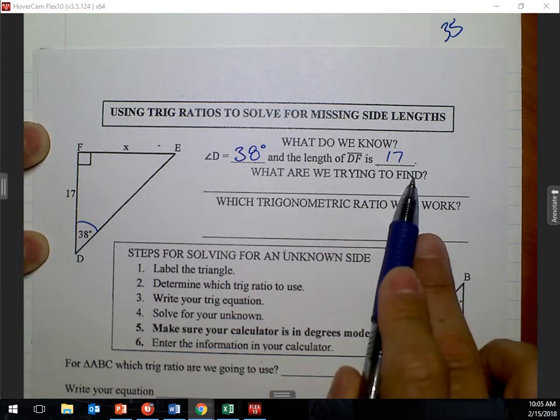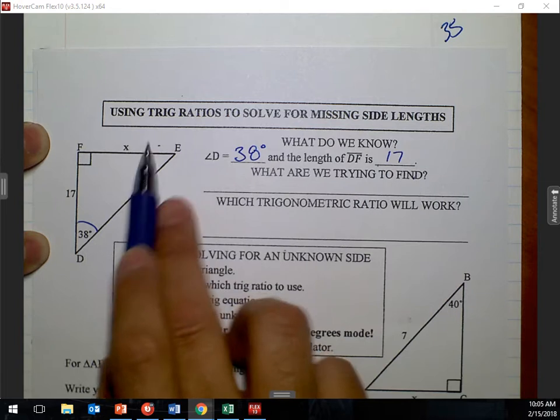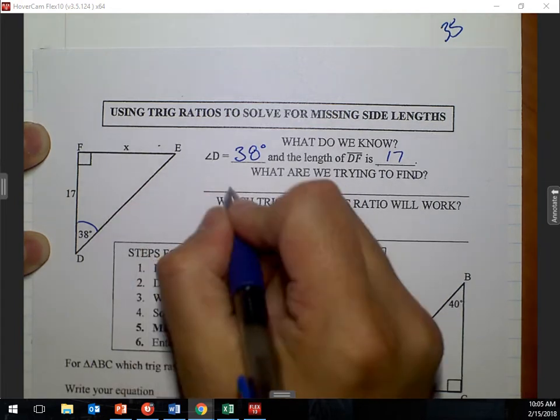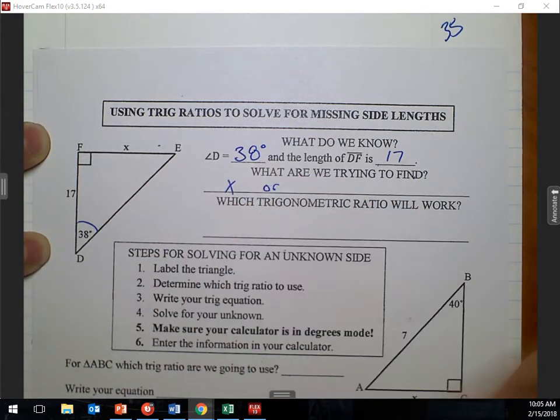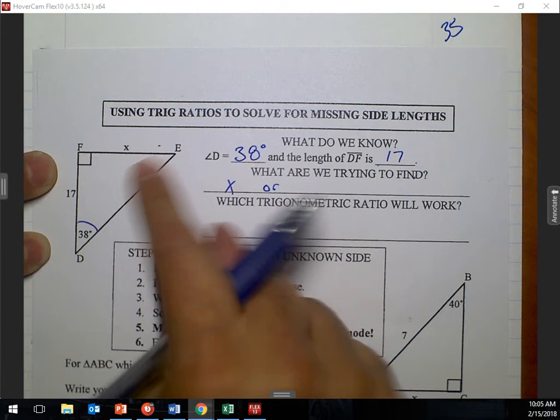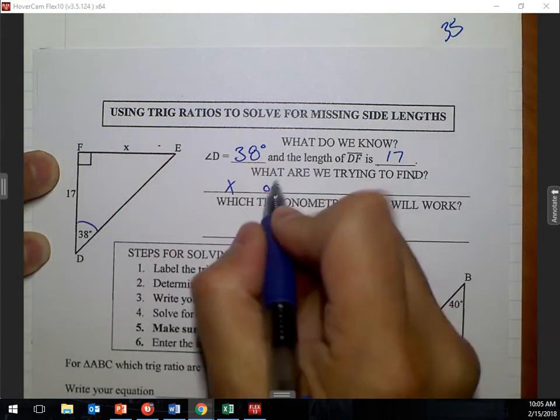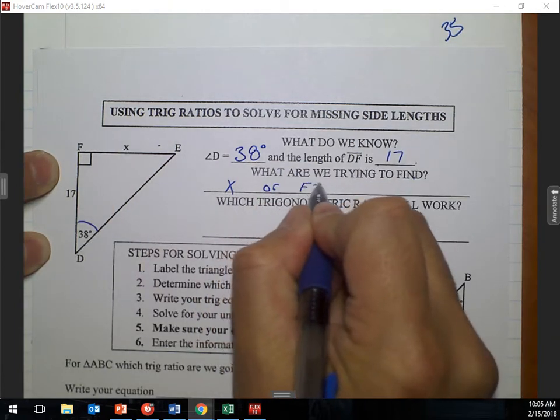And what are we trying to find? We're trying to find FE, right? We're trying to solve for the X. Or, if there is no X there, then I could just label it by the line segment, FE.